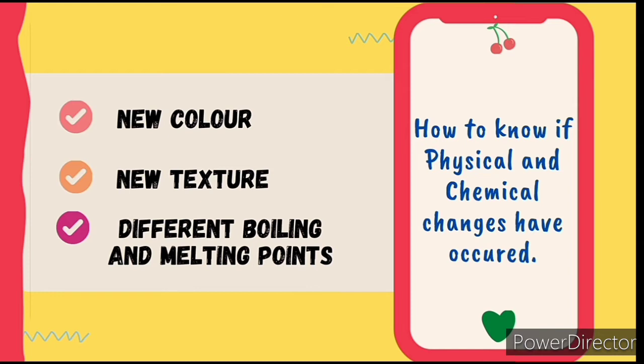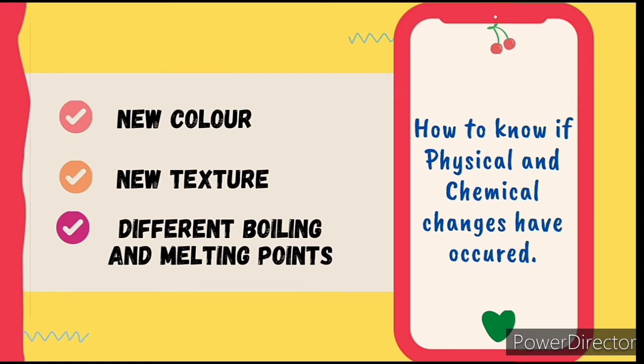So it might also have a new texture. Now you have your wood. I'm talking about chemical change. When you burn wood, your wood is very hard. And by the time it changes chemically and turns to ashes, when you touch it, you find out that the texture has changed.